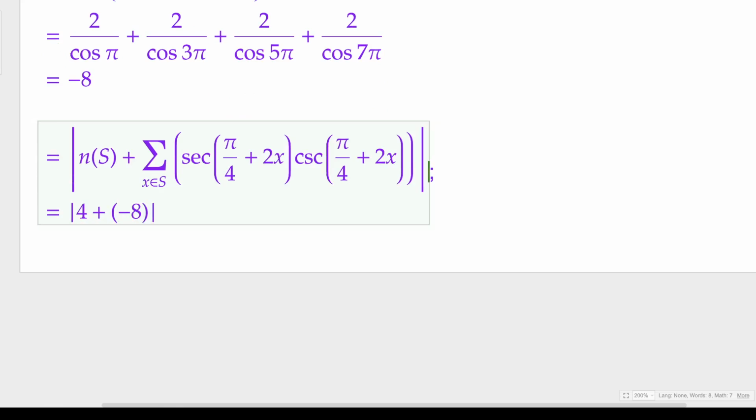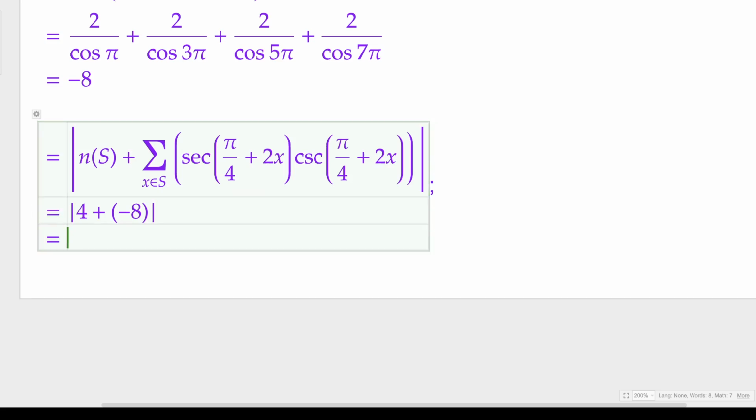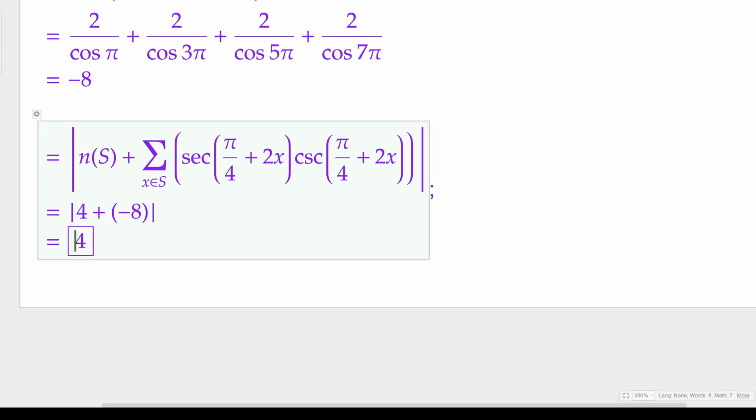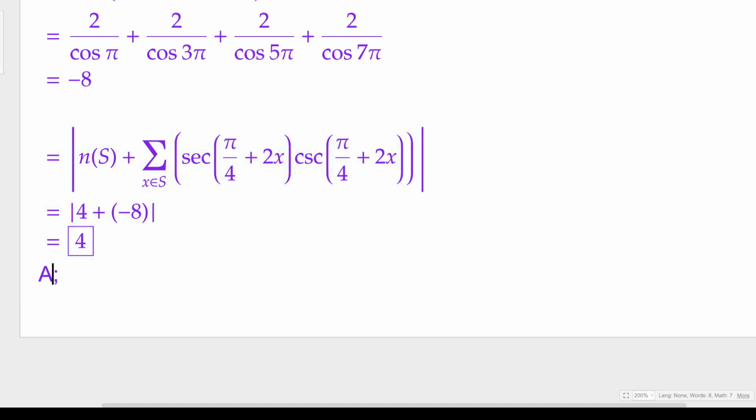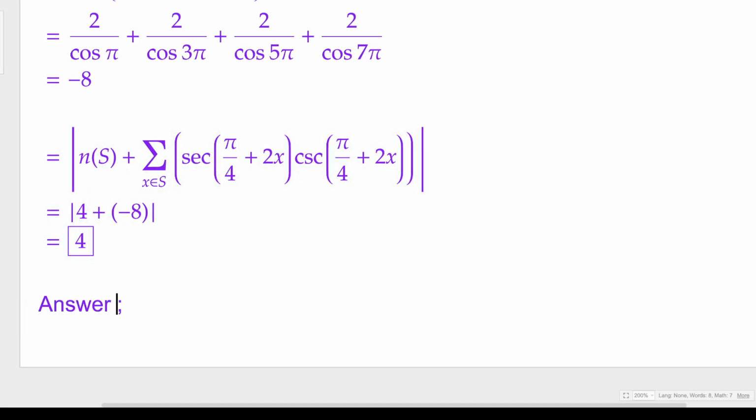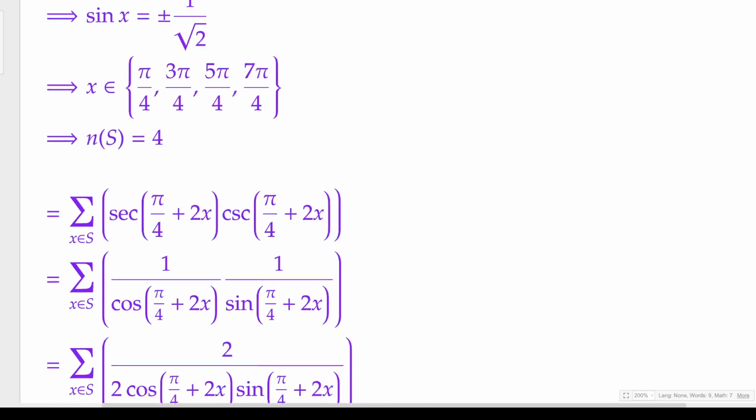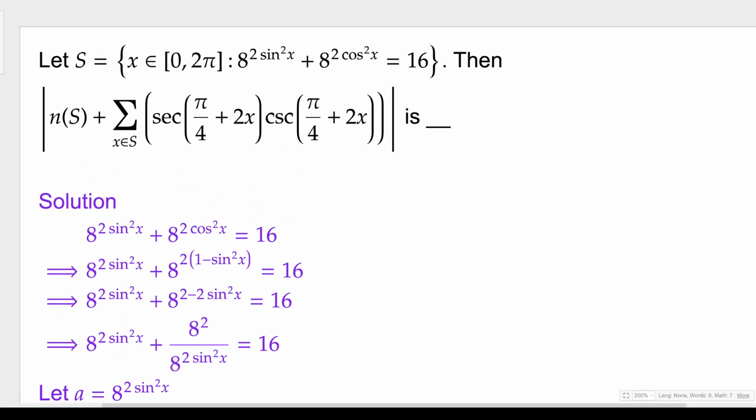Now 4 minus 8 is negative 4, but if I take the absolute value of negative 4, that is 4. So therefore 4 is the answer for this particular problem statement. The answer is 4. So using the trigonometric identities and quadratic equation, we have got this answer.